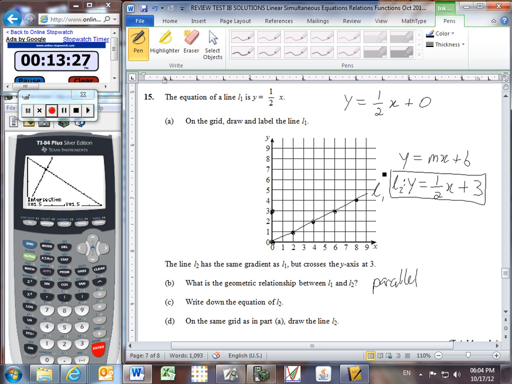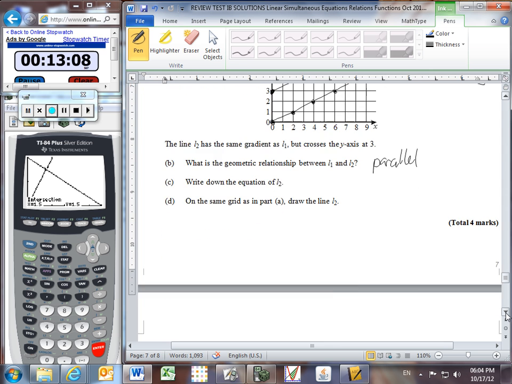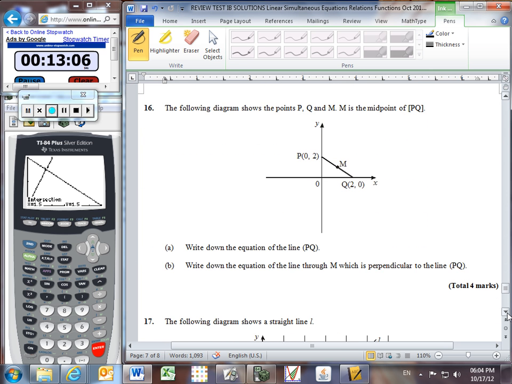And in part D, we need to draw this line. So we've already started at our y-intercept of 3. Same slope, right? So rise 1, run 2. Rise 1, run 2. Draw a line through here. You can see that they're parallel lines, and let's label it L2 so we can tell the difference between the two parallel lines.